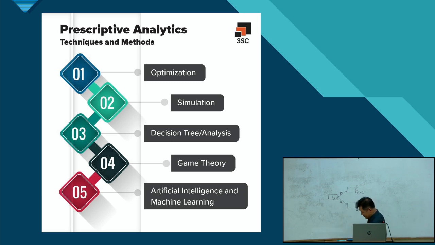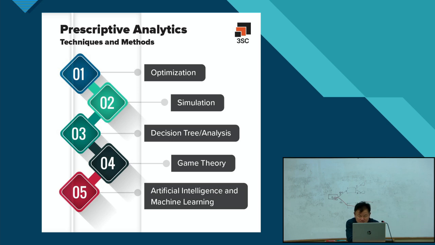Something like that. This is, we say, the decision tree and decision analysis. So I check some data, process, no, and yes, no, or something. This makes the path. It's a decision analysis. And the next step is game theory.